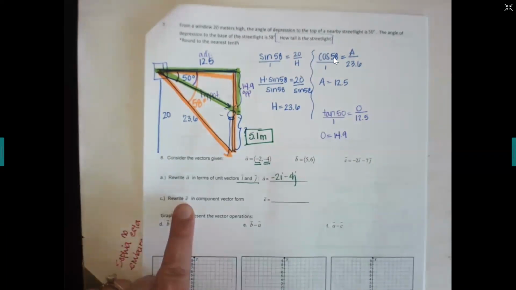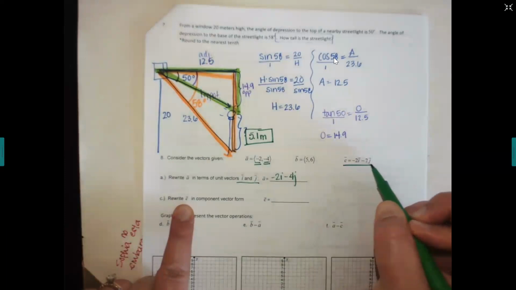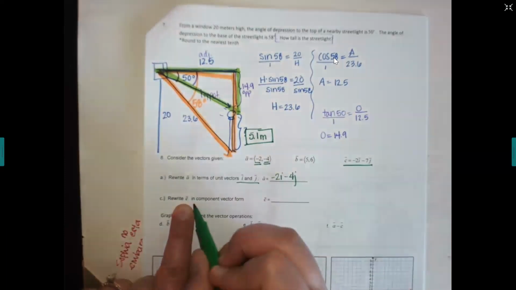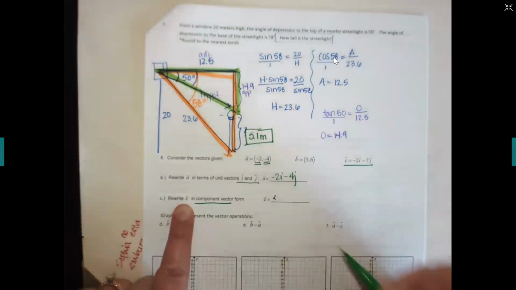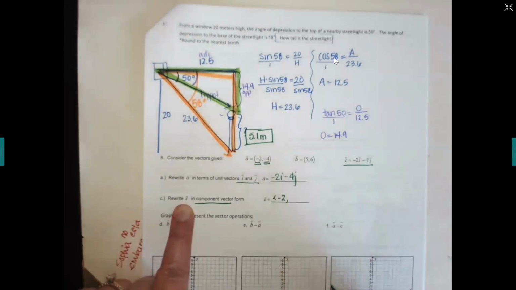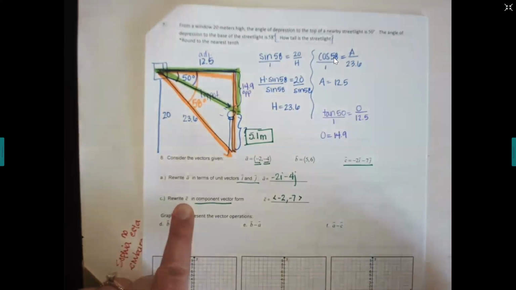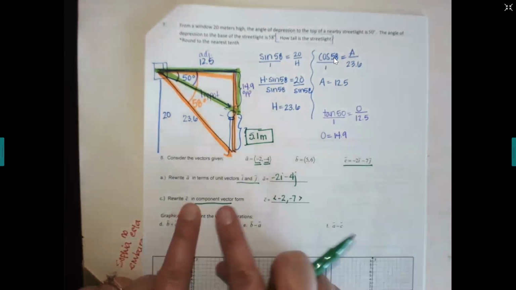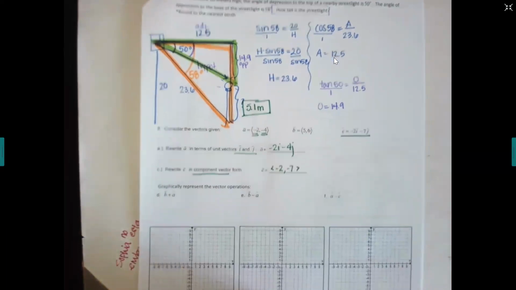Right, vector C in component form, we'll take a look at it right here. Right now, it's in terms of I and J. We want to go back to component vector form. That just means you're going to put the little pointy brackets and then take the I and the J out. So your -2 first, your -7 second. Okay, this is in terms of I and J. This is component vector form. Okay, hopefully we see the difference there.